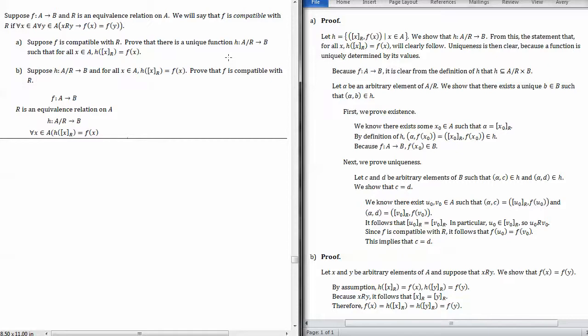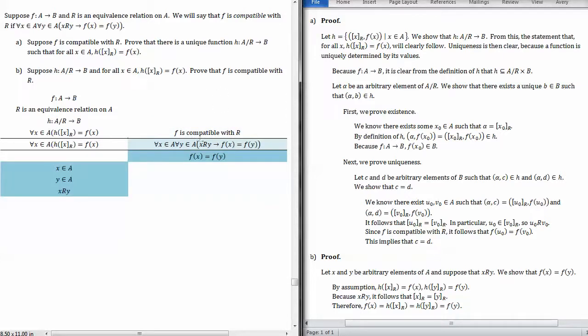We have these givens, and then in part B we have these new givens. We've got to prove f is compatible with R, and when faced with new language, the first thing to do is just write out the definition in terms of something more familiar. So that came from the top of the problem here. Let x and y be arbitrary elements of A, and suppose that x R y. We show that f of x equals f of y.